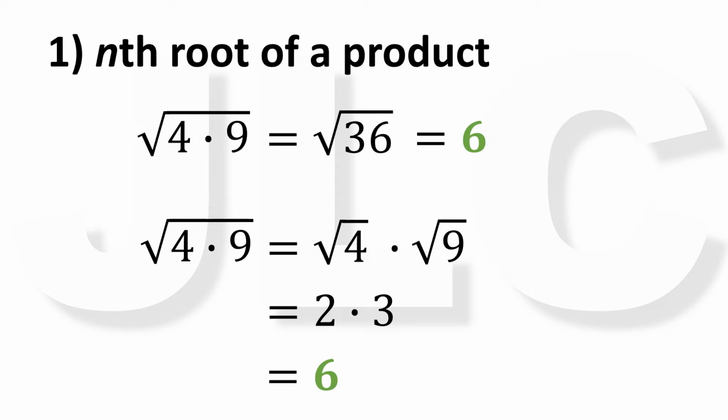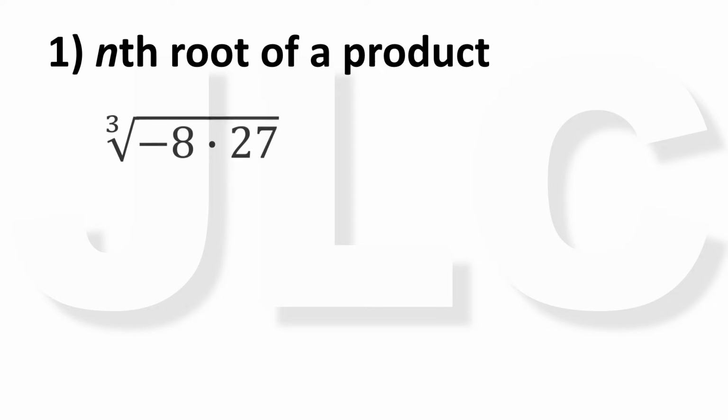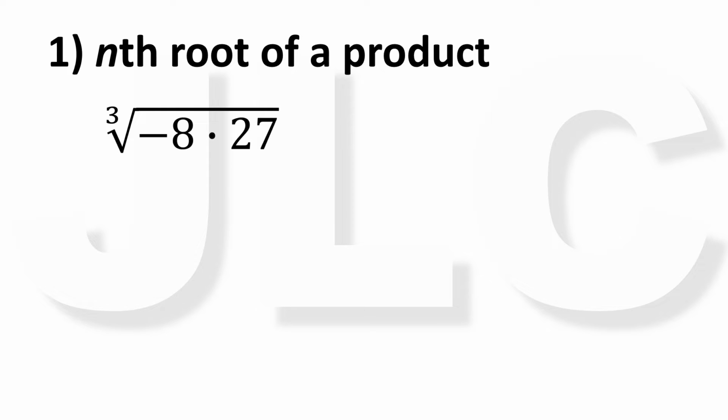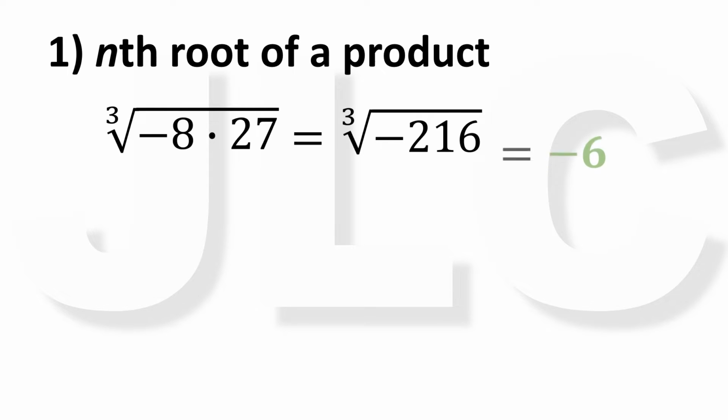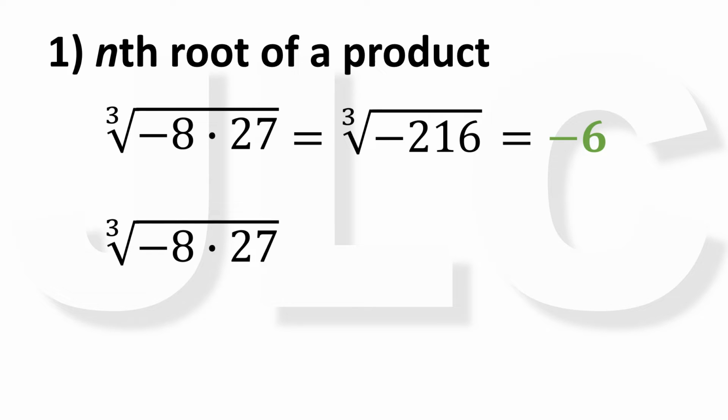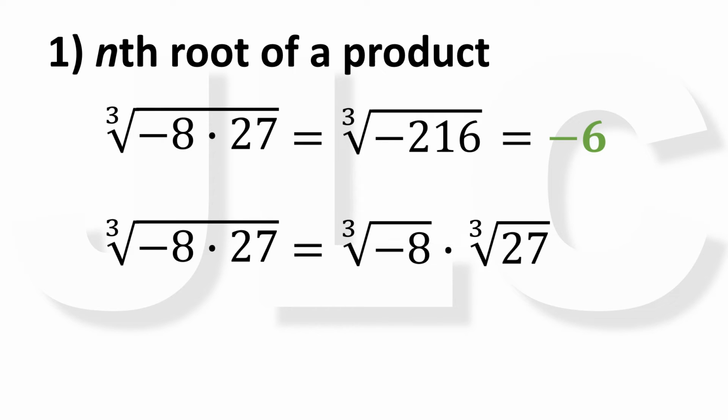Let's have another example. Say we have the cube root of negative 8 times 27. This equals cube root of negative 216, and the cube root of negative 216 is negative 6. Now using the property, the cube root of negative 8 times 27 is equal to the cube root of negative 8 times cube root of 27. Cube root of negative 8 is negative 2, and the cube root of 27 is 3. So we have negative 2 times 3, and this is negative 6. So as we can see, we get the same value whether we use the property or not.